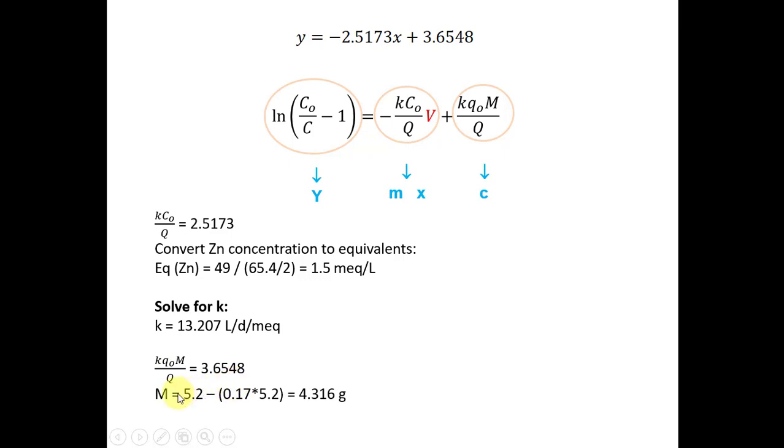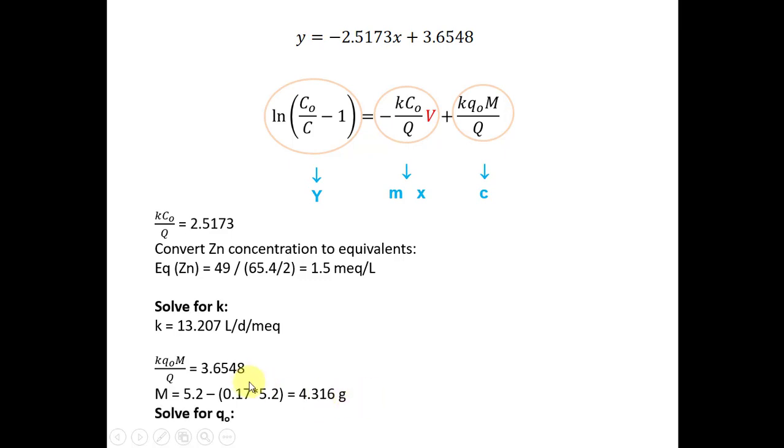The mass of resin is 5.2, it is given, but we have to take out the water content. The water content is 17% of the weight. So it's 83%, and the dry, actual weight is 4.316 grams. So we are going to work with this one, because the water is not workable in the ion exchange, so you are only using the dry resin actually.